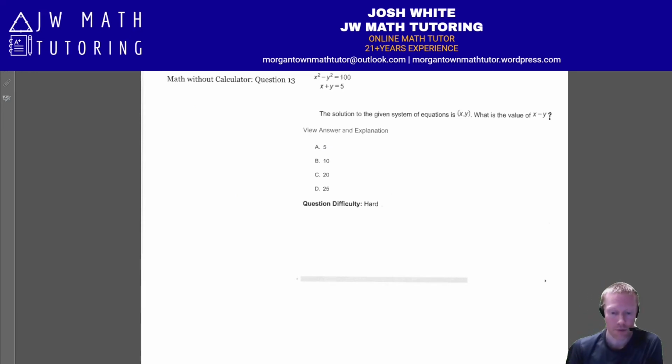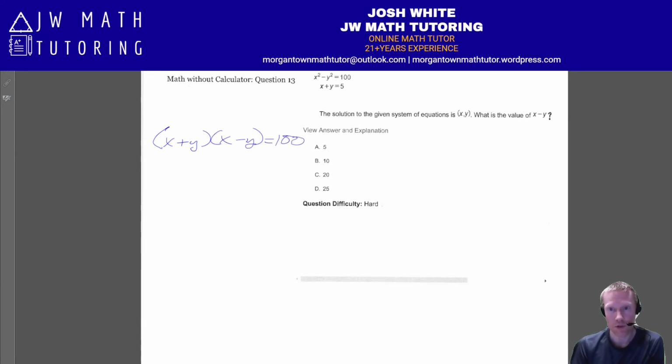Next question, problem number 13. Here you have a system of equations, and it looks complicated, but there's one little trick to this one that actually makes it very easy to solve. And that trick is taking the top equation and factoring the left side as a difference of squares into x plus y, x minus y.